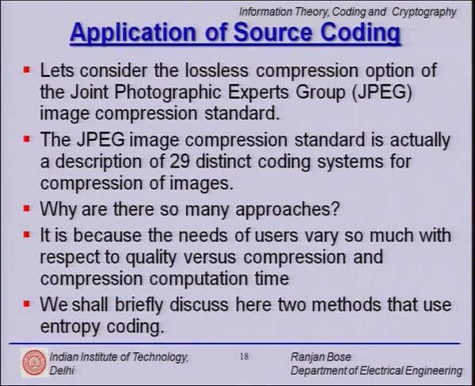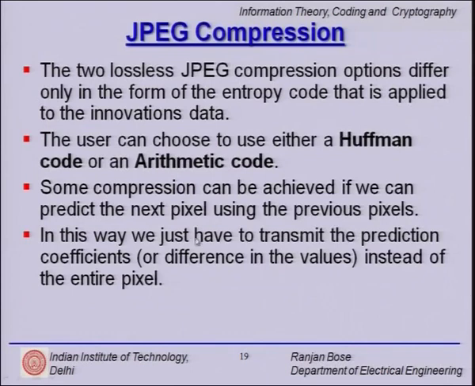It's commonly used. There are other JPEG standards available today, but JPEG is an image compression standard which is actually a description of several distinct coding systems. Why are there so many approaches? Because the needs of the users vary a lot with respect to the quality, compression and computation time. So, JPEG permits the user to have a poorer quality image which is compressed, but requires less time and uses fewer bits. But let us describe two methods that we have studied which are used in JPEG: Huffman coding and arithmetic coding.